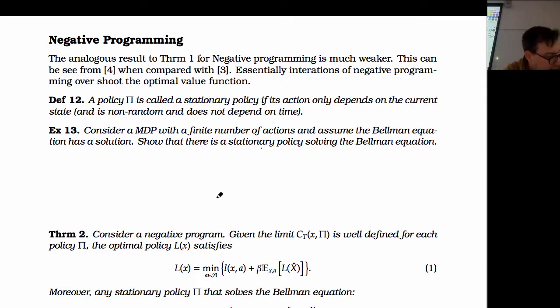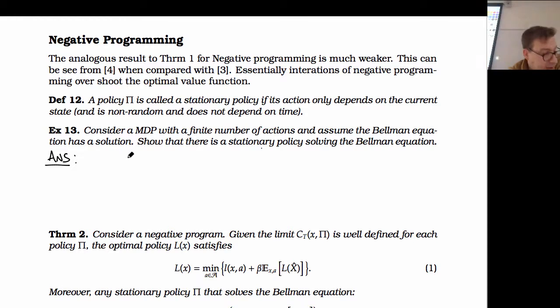So the first question is a trivial one. Consider a Markov decision process with a finite number of actions and assume that Bellman's equation has a solution. Show that there is a policy solving the Bellman equation. The answer to this isn't too hard.